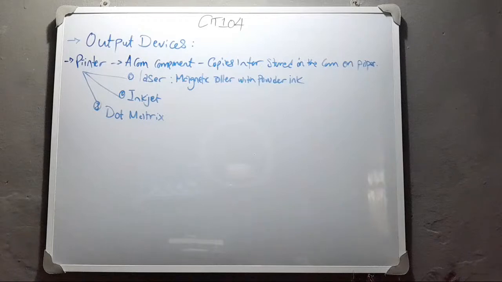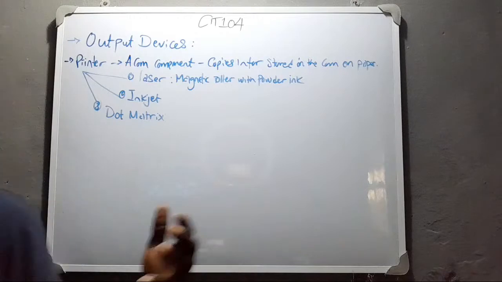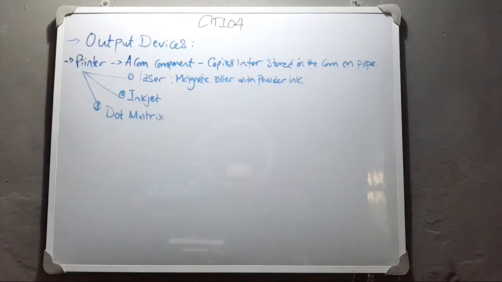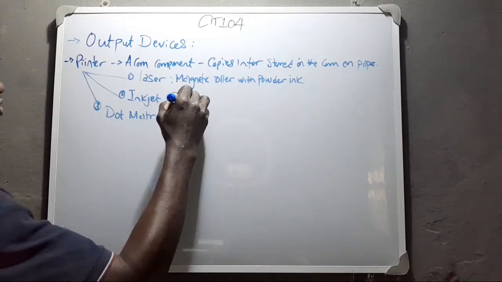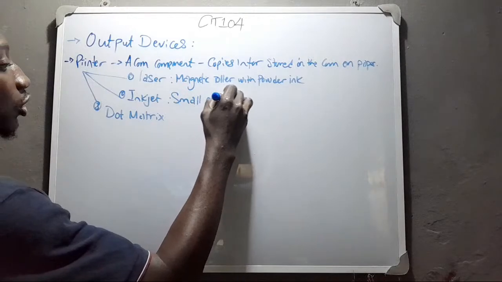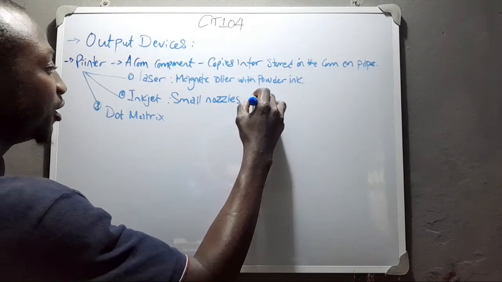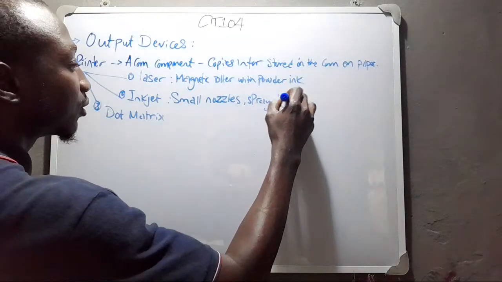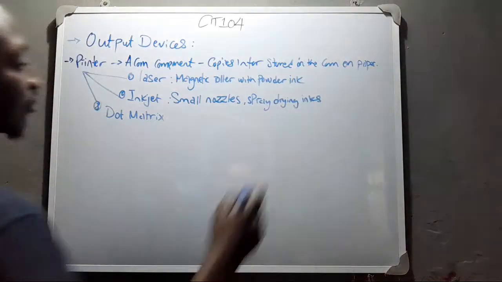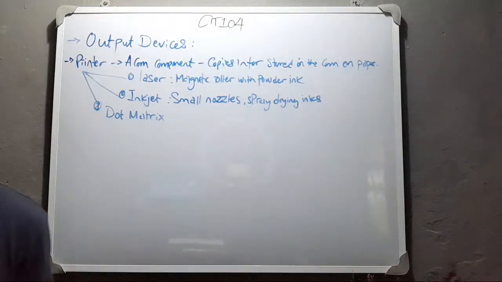Now we have the inkjet. This printer has small nozzles that spray fast drying ink on the page to form characters or images. The keyword here is that this particular printer uses small nozzles to spray drying inks. So we have that for the inkjet. According to its name, inkjet, drying inks.